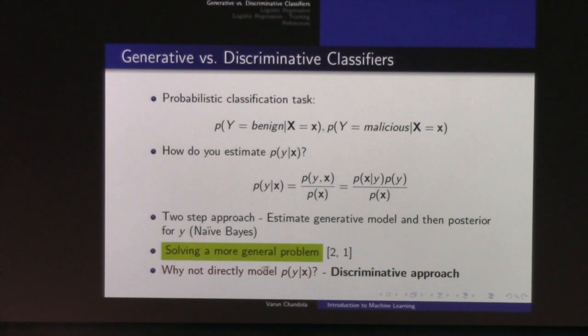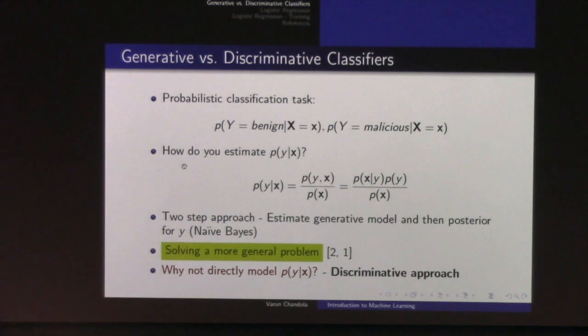So the question becomes, why not come up with a model which can directly compute this? So this whole thing is what we call a generative classifier. The reason we call it a generative classifier is because we are estimating the parameters of a generative distribution, and then we are using it to compute the posterior, right?